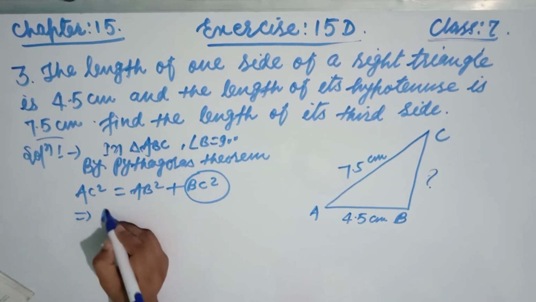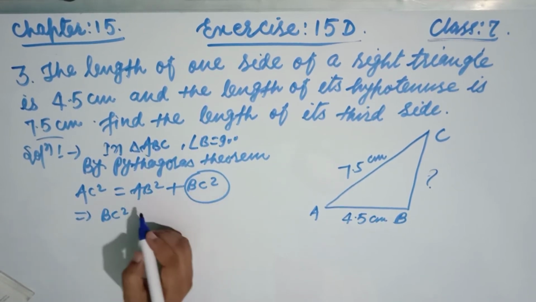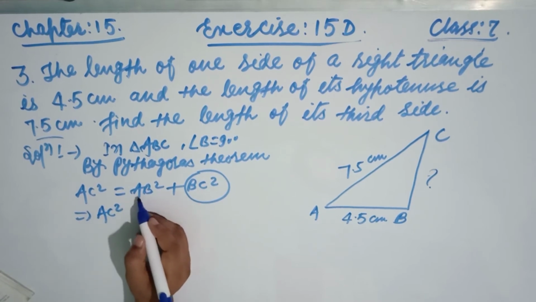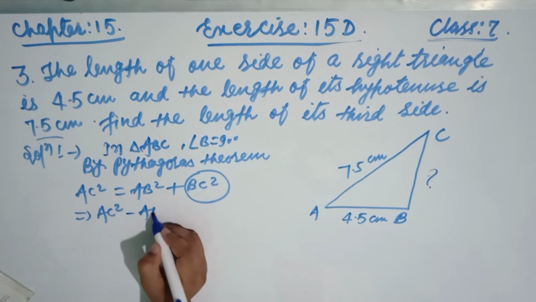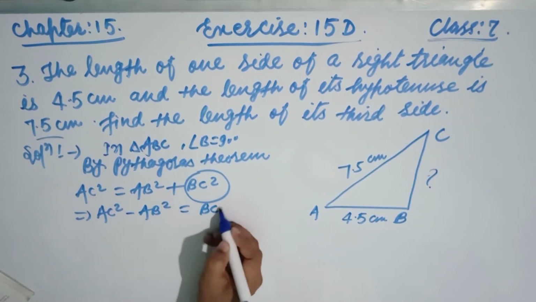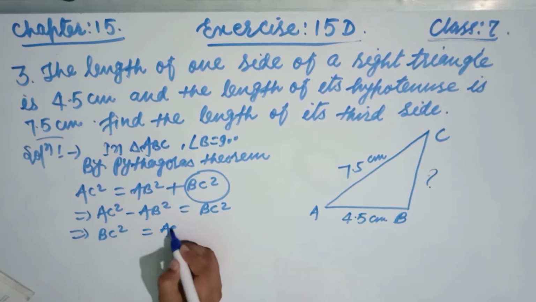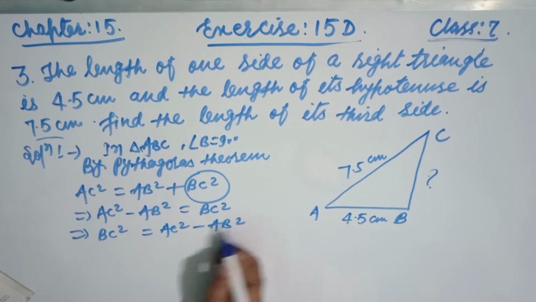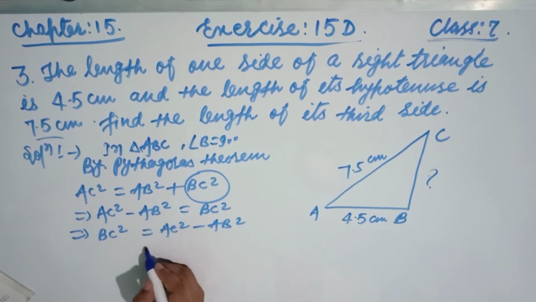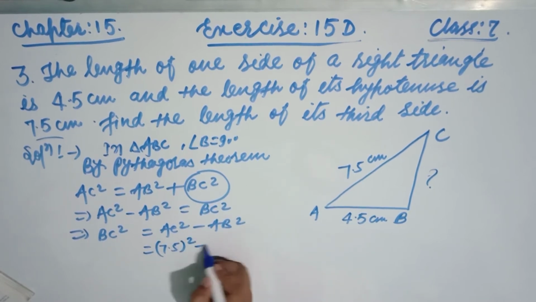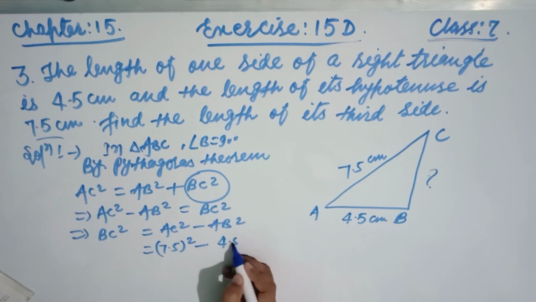Now friends, look very clearly: AC square as it is, if we bring AB to the left hand side it becomes minus AB square, and this is BC. This BC we have to find. We can write BC square equals AC square minus AB square, as it is. The value of AC is given, this is 7.5 square minus AB, the value of AB is 4.5 raised to the square. Now friends, we'll make the calculation easier.